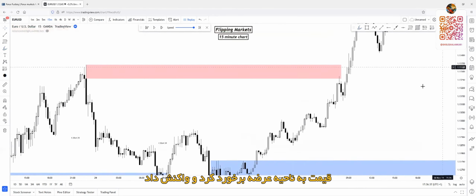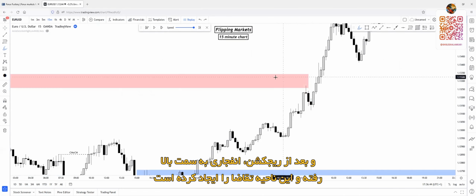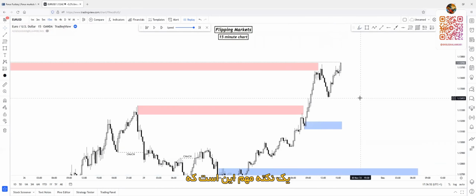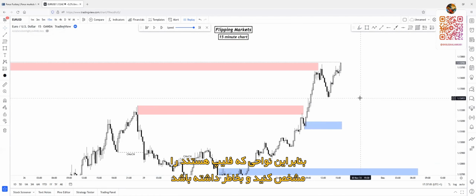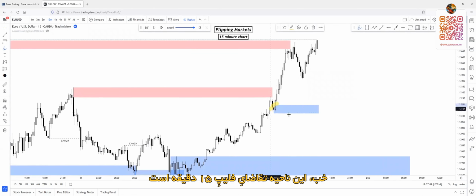Okay, let's focus on that region. As you can see, price tapped into this zone, did a reaction, rejected on that zone, and after the rejection, it just blew to the upside and created this demand zone. So this will be our 15-minute flip zone. One more noticeable thing: 15-minute flip zones are really, really strong. You have to focus on the 15-minute flip zones every time. Just mark them out and remember the zones that are flip zones. Okay, so this is the 15-minute flip zone.